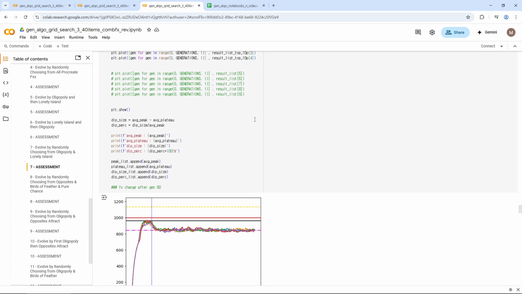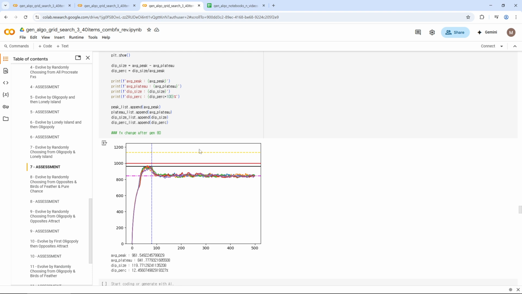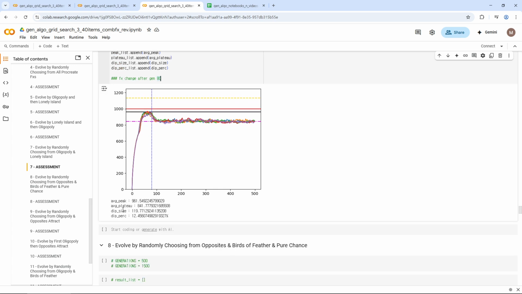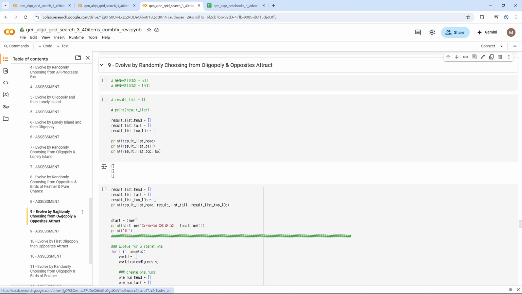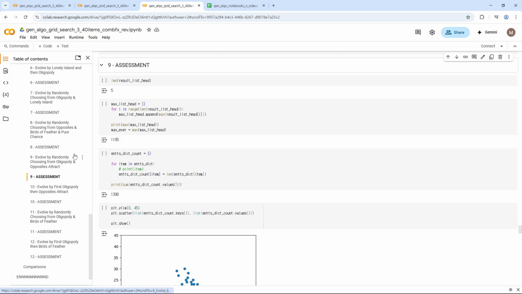Here are the plots for the top 10%. In this case generation 80 doesn't have that much of a meaning. However, we do peak regardless of what procreate function we use, and then we fall back down only to plateau. And in this case the dip size is 119 and dip percentage is 12. So 12% is still smaller than what, 18% was it? But 12 is still bigger than 9. We'll see.